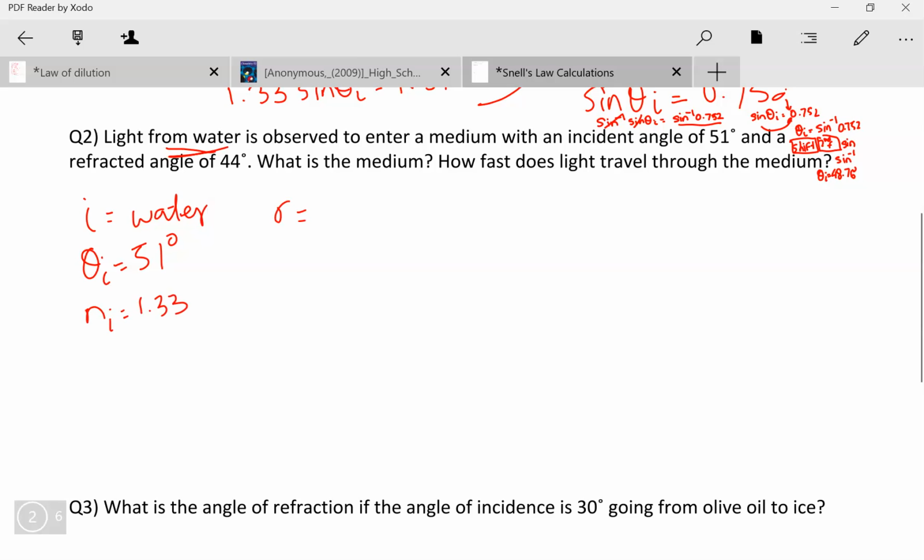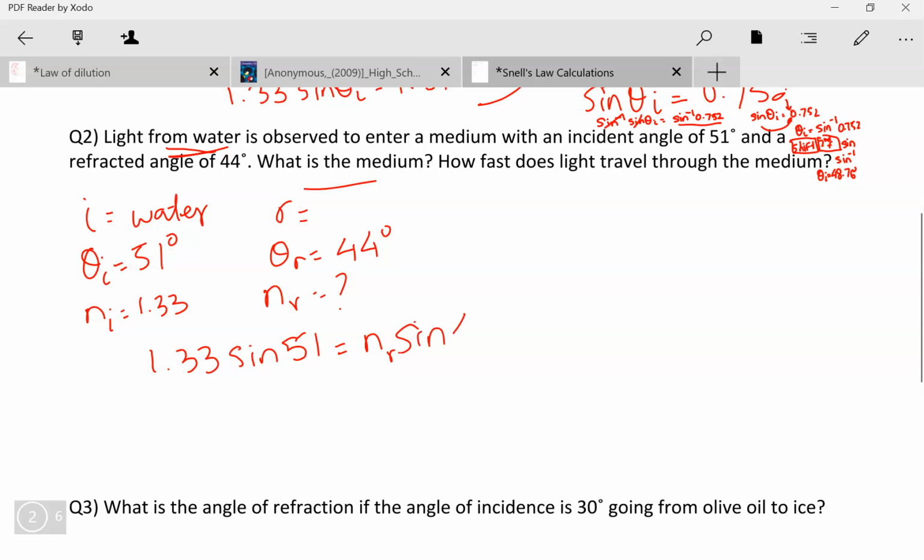I don't know what the refracted medium is, but I do know the refracted angle is 44 degrees, and I have to find Nr. The question is asking me what the medium is, and if I find Nr, because it's a characteristic of the medium, a property of that medium, I can look back at my tables and find out what the medium is. So again, I'm going to use Snell's law: Ni sine theta I equals Nr sine theta R. So I've done the substitution already.